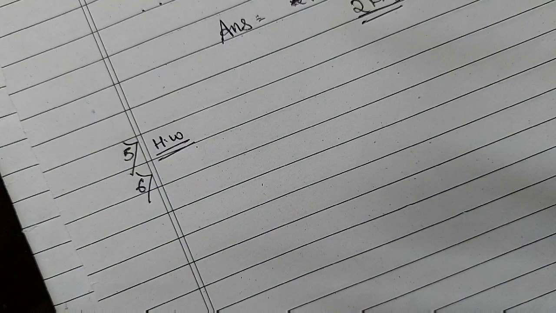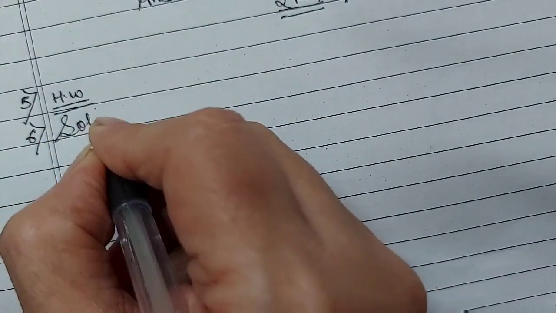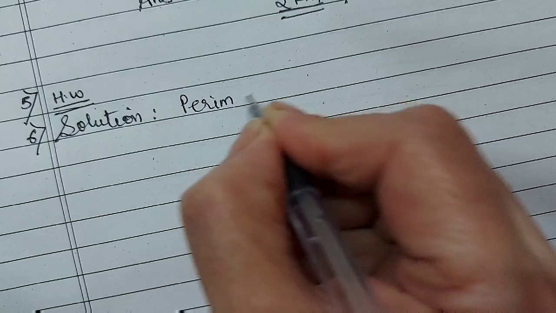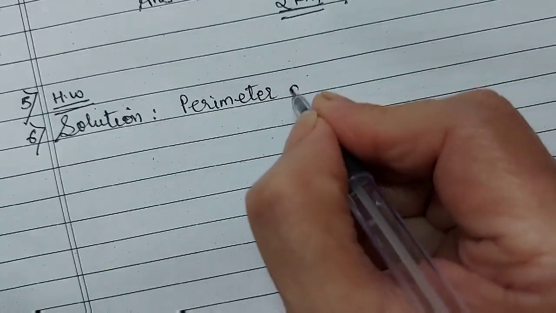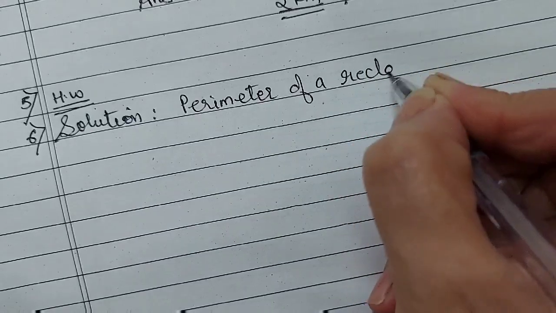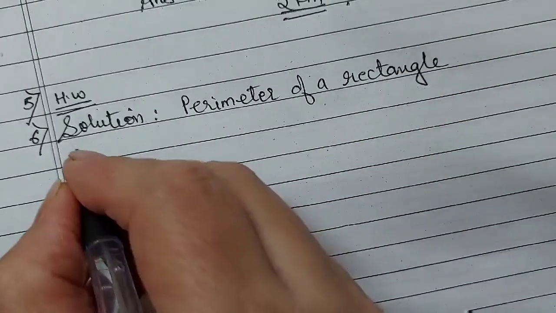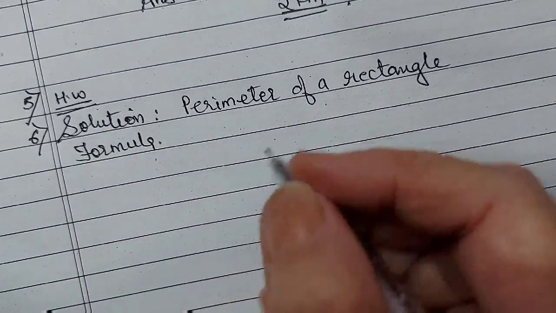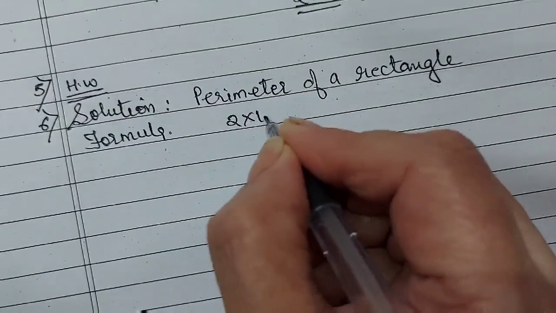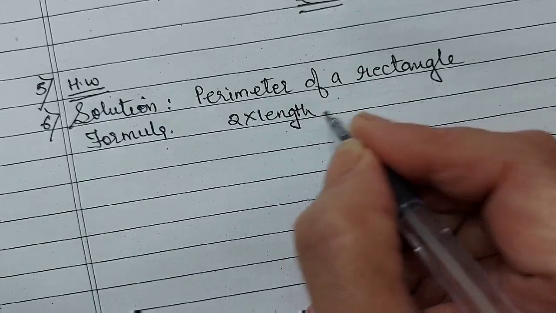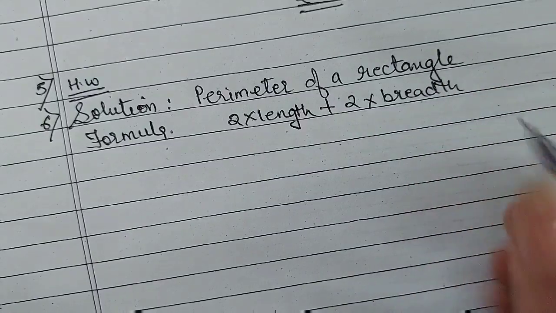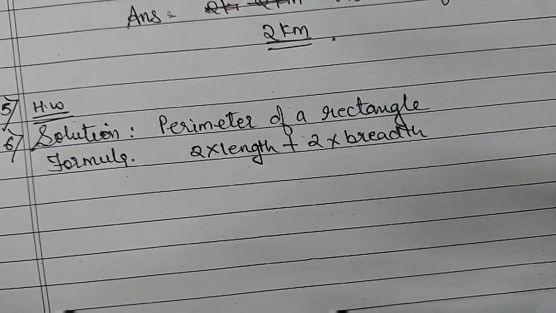So how are we going to do that? So first we have to write solution. Find out perimeter of a rectangle. Perimeter of a rectangle. What is the formula? Formula is 2 into length plus 2 into breadth. Width and breadth is same, children. Don't get confused. Width and breadth is same.